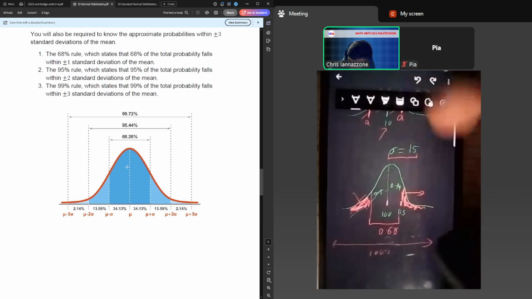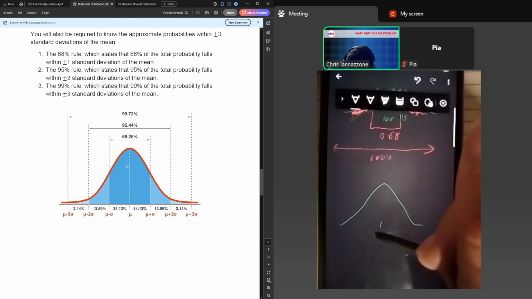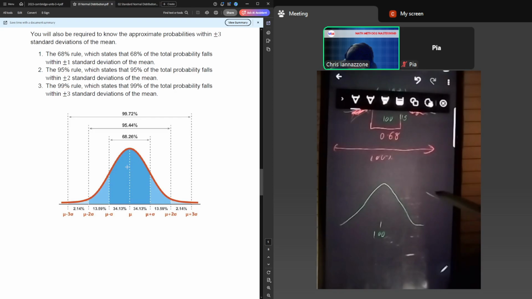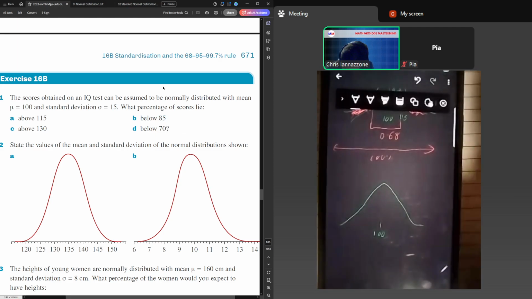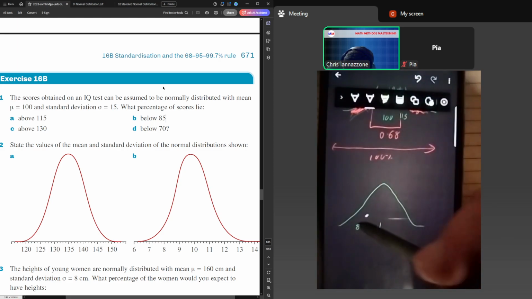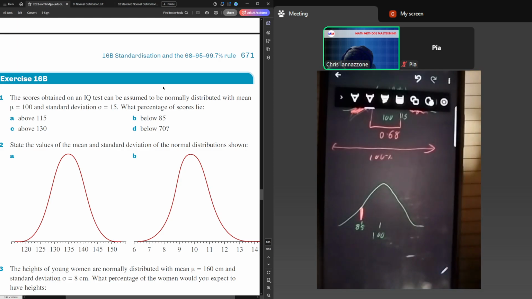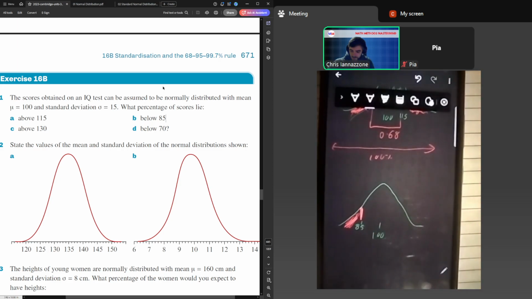Okay, we'll do another one of those just so we can practice the skill a little bit more. So, exact same distribution, or at least it's supposed to look like the same distribution. This time we do below 85. So 85 is here. Below 85 means we're going left or right from this point? Left is correct. So we want to know what that is.